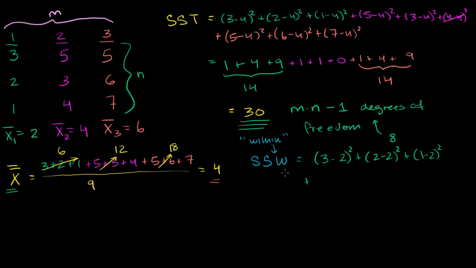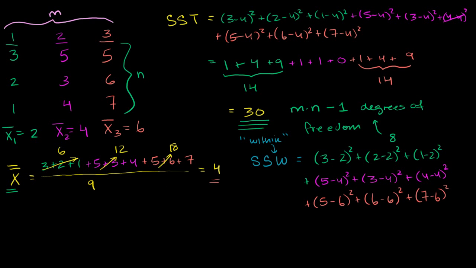So plus 5 minus 4 squared, plus 5 minus 4 squared, plus 4 minus 4 squared. Sorry, the next point was 3. Plus 3 minus 4 squared, plus 4 minus 4 squared. And then finally, we have the third group. We're finding all of the sum of squares from each point to its central tendency within that group, and we're going to add them all up. So we have 5 minus its mean, which is 6, so 5 minus 6 squared, plus 6 minus 6 squared, plus 7 minus 6 squared.